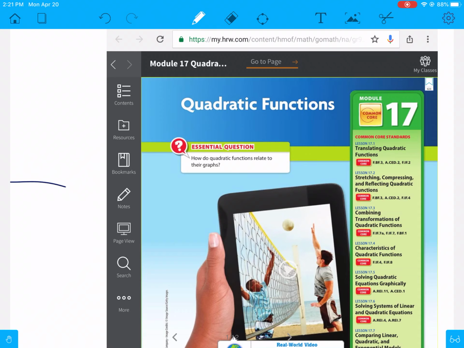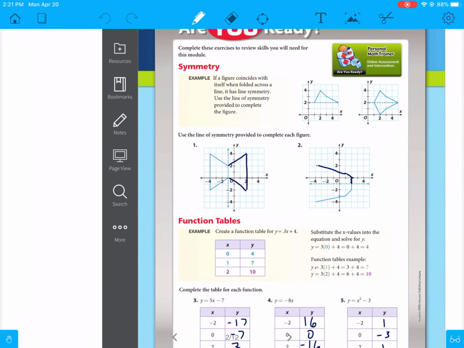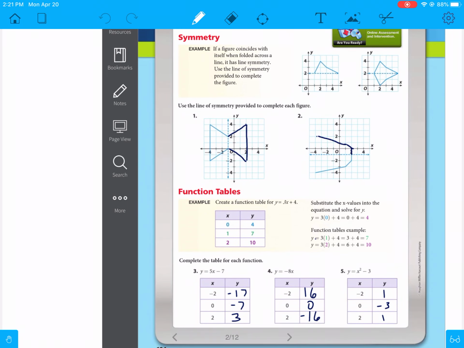Hello, we're now starting our Module 17, which is quadratic functions. And here are the answers to the Are You Ready? So basically, you can all use symmetry, and you can all plug in an x and solve for y.